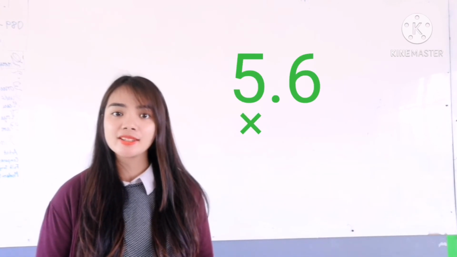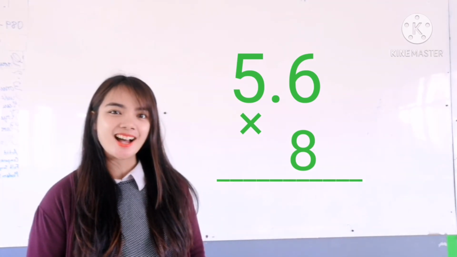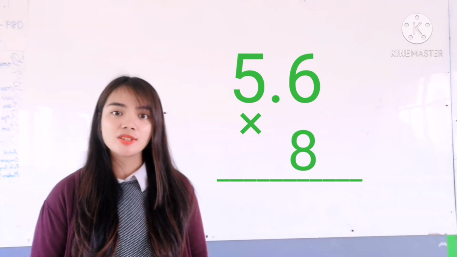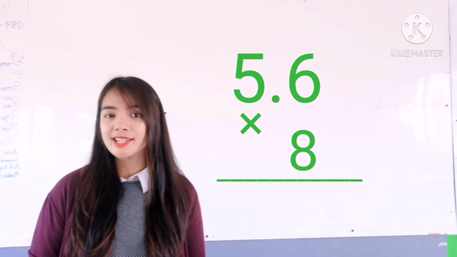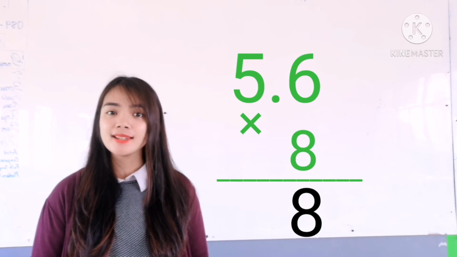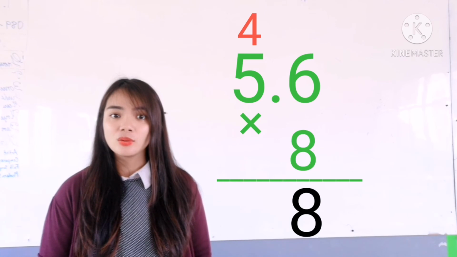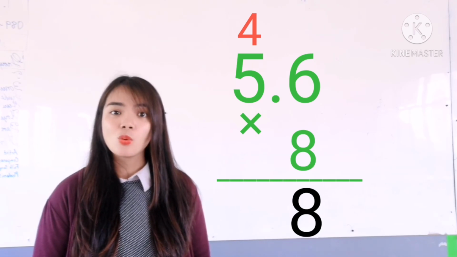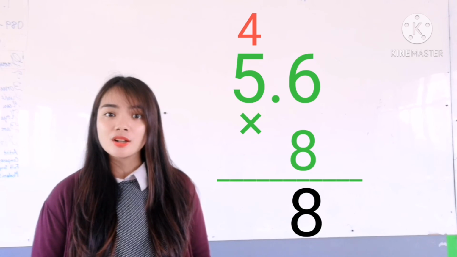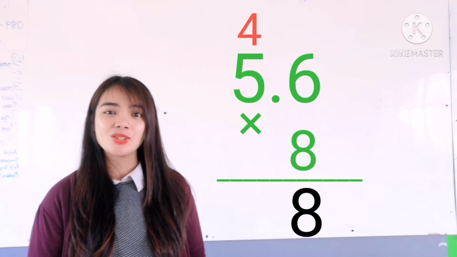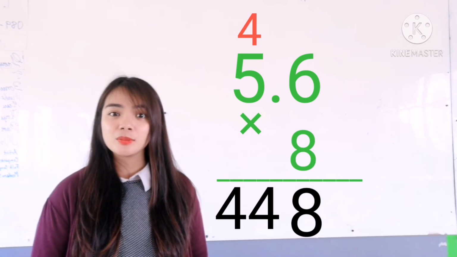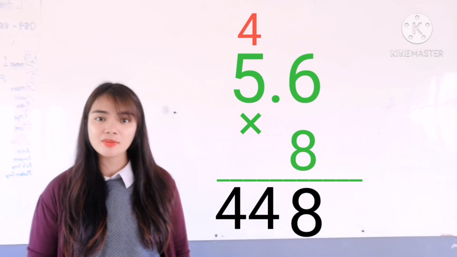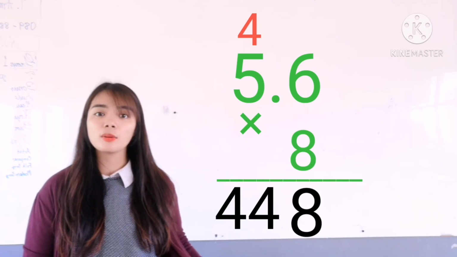Last we have 5.6 times 8. So let's try to find the answer. 8 times 6, that is equivalent to 48. So we need to put 8 into our answer and carry 4. Then we multiply 8 times 5, that is equivalent to 40. Then we add the carried number, which is 4. So 40 plus 4 is equivalent to 44. So our answer would be 44.8.